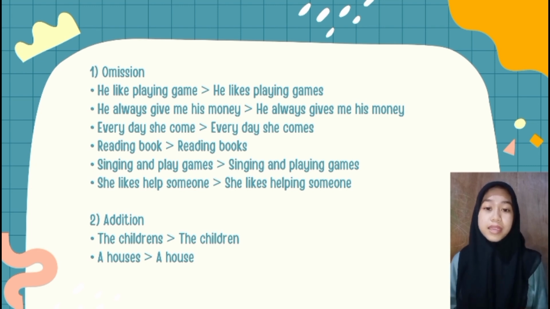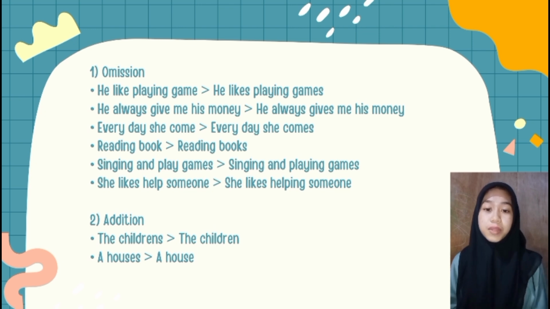For example, "he likes playing game" becomes "he likes playing games." In this sentence, the letter S is missing in games. Next, "he always give me his money" becomes "he always gives me his money." Because the subject is he, the verb should be gives. Next, "every day she come" becomes "every day she comes." The verb is missing the letter S. Next, "reading book" becomes "reading books." The noun should be plural, so it becomes books.